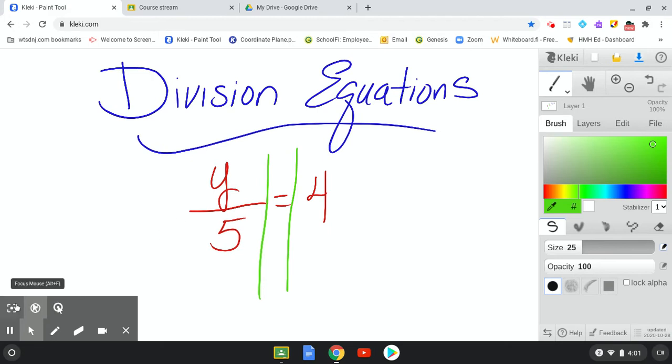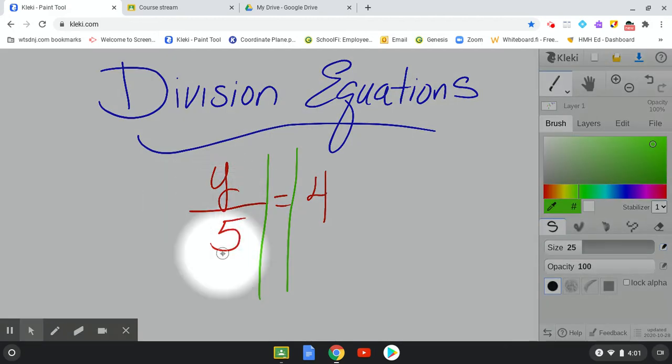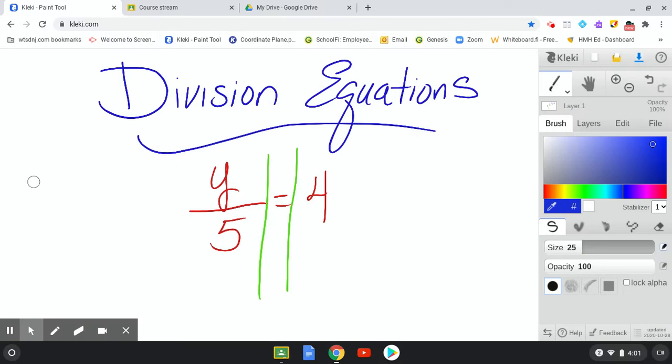Now, I have y divided by 5. So I have to do the opposite of division, which is multiplication. Now remember, we are going to multiply by what we want to get rid of. We want to get rid of the 5 because the goal when solving equations is to get the variable by itself. So I'm going to get rid of the 5. And because this is division, I'm going to do the opposite, which is multiplication. So I am going to be multiplying both sides by 5. Remember, whatever I do to one side of the equation, I have to do to the other.